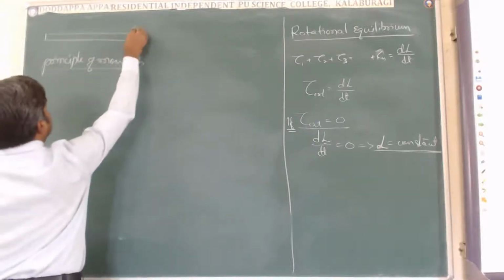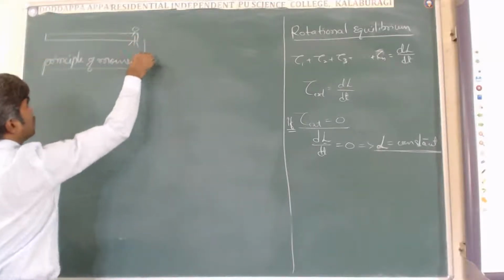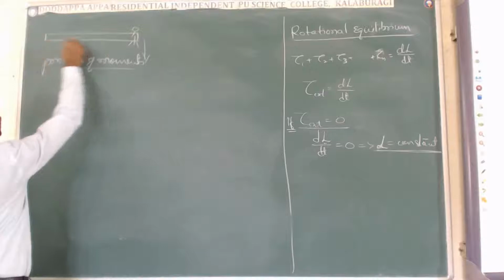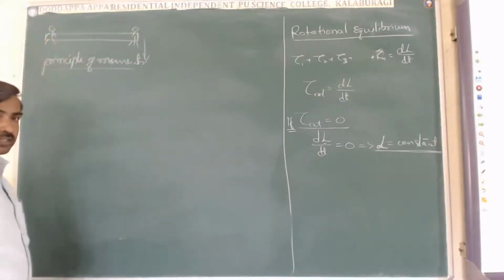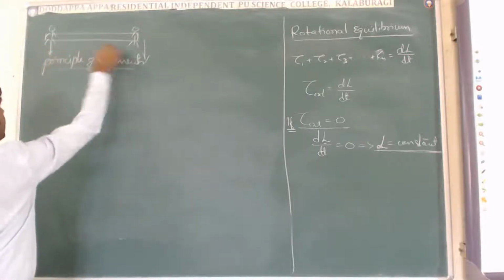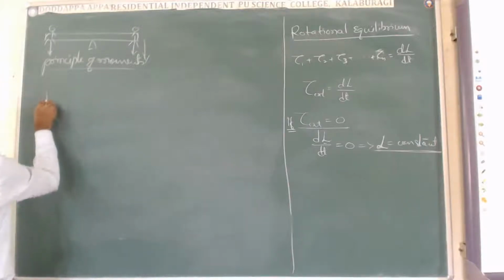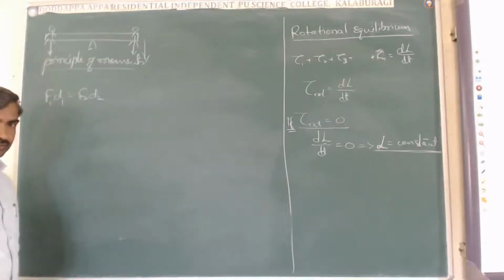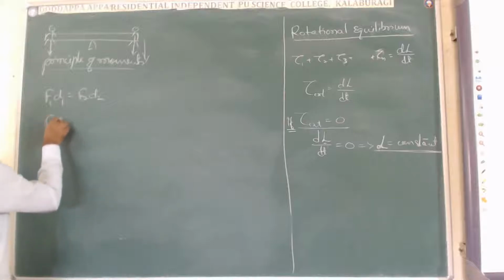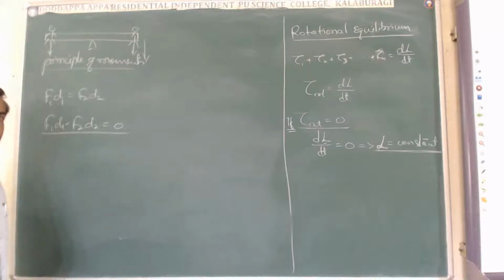If a child sits here, then this seesaw will bend. It will not balance unless one more mass acts at this point, so that both forces act. At a certain point, we get the balance. Hence, torque is force into perpendicular distance, and F1 d1 should be equal to F2 d2. Otherwise, F1 d1 minus F2 d2 should be 0, the net amount of torque.